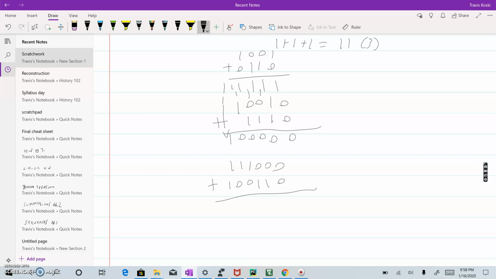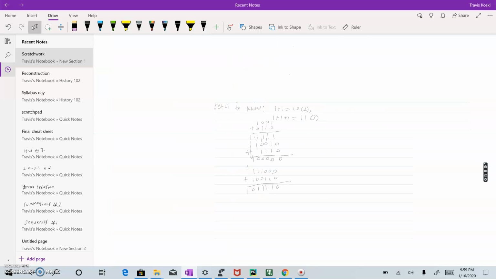Alright, so what you should have gotten is 0 plus 0 equals 0. These two are 1. 1 plus 0 is 1, so you should get 2 more 1s. And then finally 1 plus 1 is 2, so you're going to need to carry the 1 over, and then 1 plus nothing is 1. So you have 1, 0, 1, 1, 1, 1, 0. That should be your final answer.